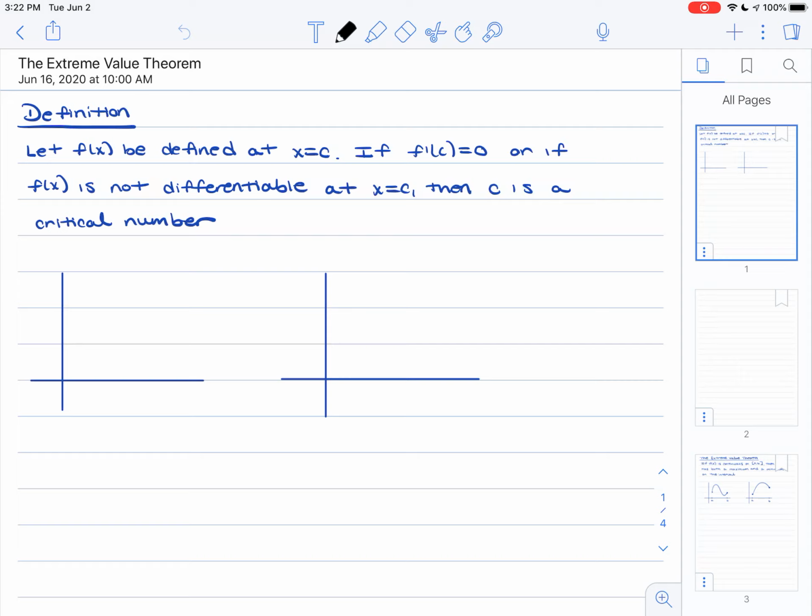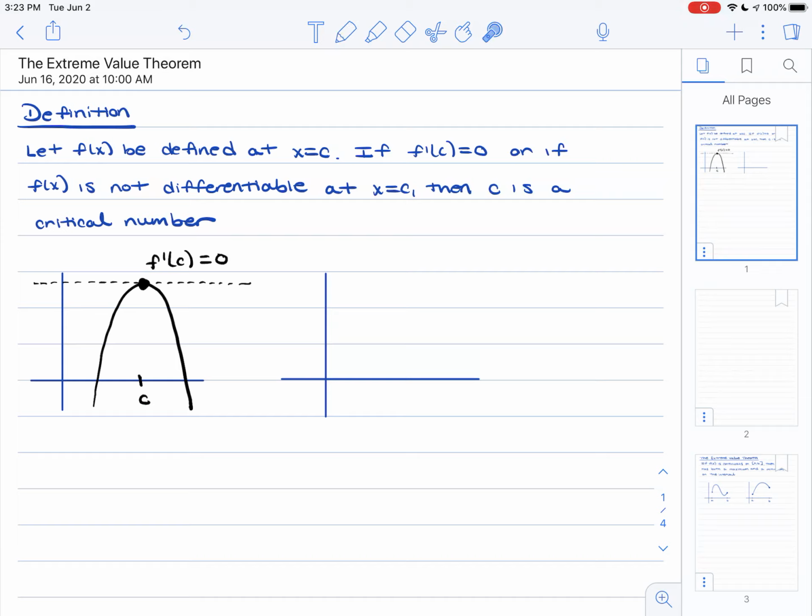The first one is saying that f prime of c is equal to 0. That would be a situation like this, maybe, where we have this point at the top that's a relative maximum. Remember, in that type of situation, we would have a horizontal tangent line at that point, which would mean that our derivative is equal to 0.